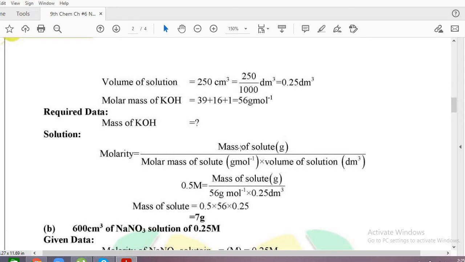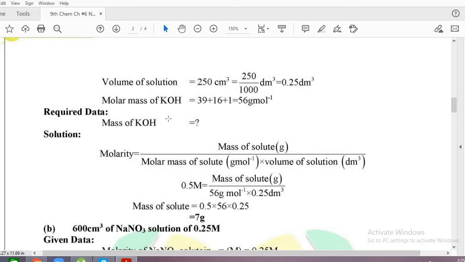So the quantity which we need to calculate, we are going to put it on one side of the equal sign, and molarity will be multiplied with the molar mass of solute into volume of solution in dm cube. So what we are going to do is to calculate the molar mass of solute. In the first question, the solute they have asked us about is potassium hydroxide. So how to calculate it?